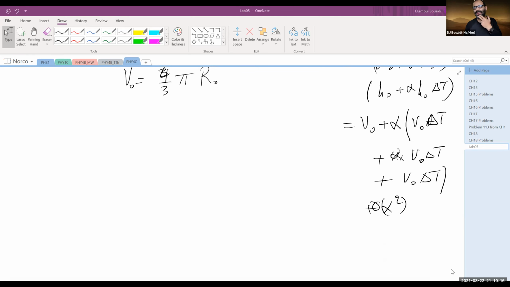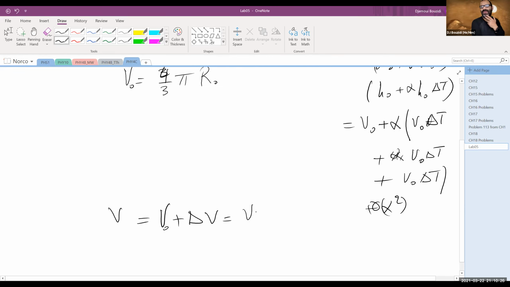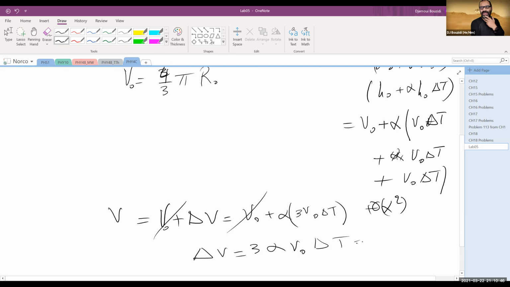So the biggest terms in the product for V, which is V naught plus delta V, the new volume when temperature changes, is going to be simply V naught plus alpha V naught delta T, three times, that is 3 alpha V naught delta T. So after I cancel V naught on both sides, I will find that delta V should be 3 alpha times V naught delta T. By definition, this is beta times V naught delta T. And this is the proof that beta is 3 alpha.